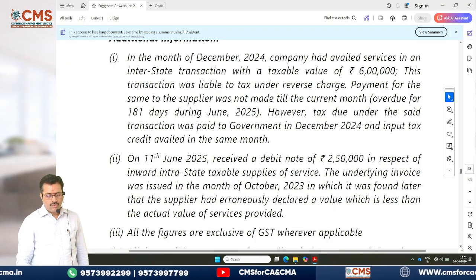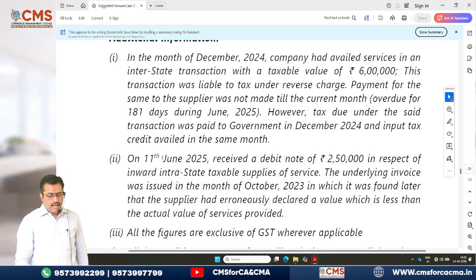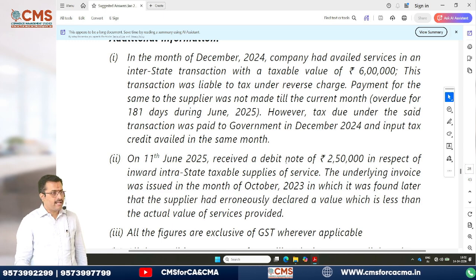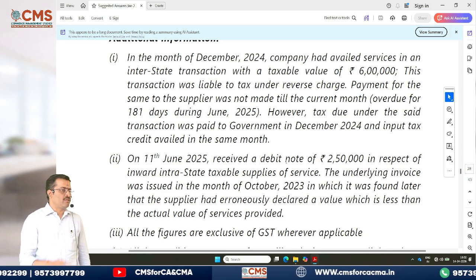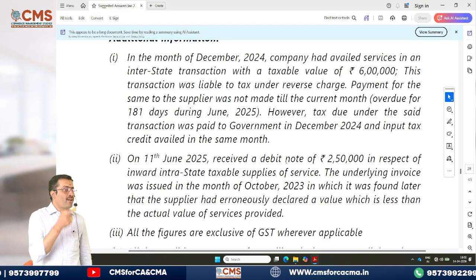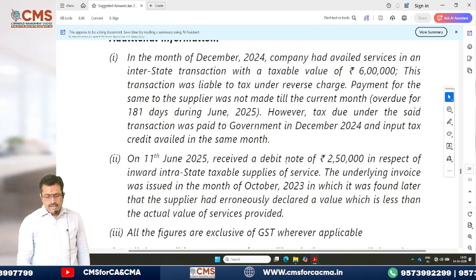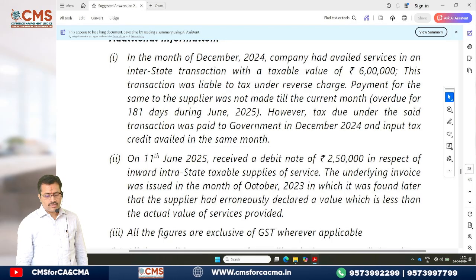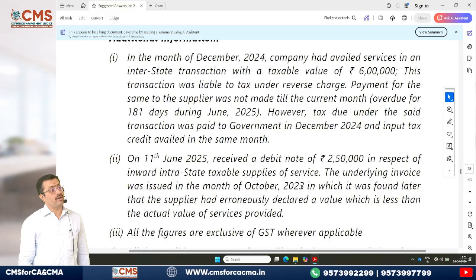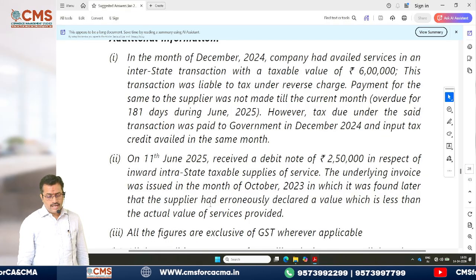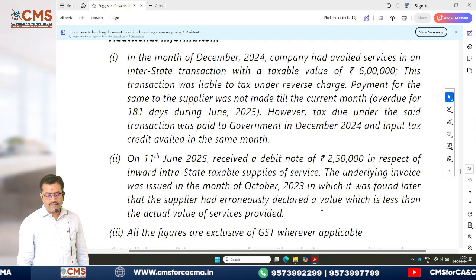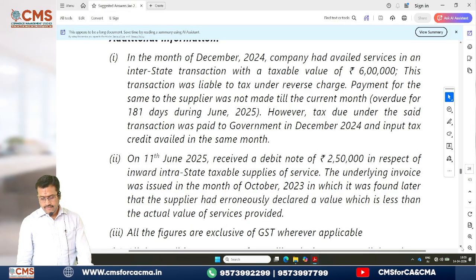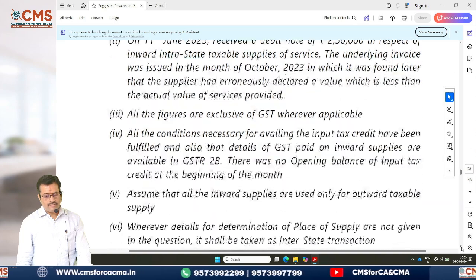Now, on 11th June 2025, he received a debit note of rupees 2,50,000. Just now, in ITC, one of the documents is the debit note. In respect of inward intrastate taxable supplies of service, the underlying invoice was issued in the month of October 2023, in which it was found later that the supplier had erroneously declared a value which is less than the actual value of services provided. Next, he says all the figures are exclusive of GST wherever applicable.